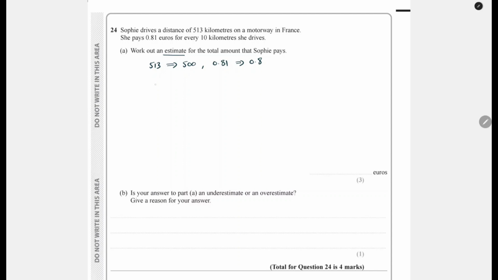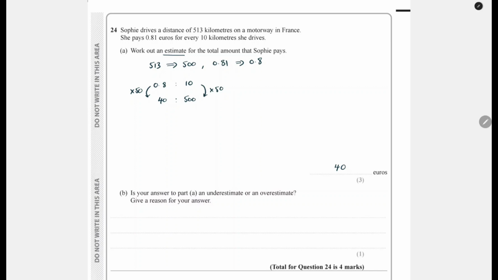So the question says that she is charged 0.81 euros, now that we've changed that to 0.8 for every 10 kilometers. So we know that she travels 500 kilometers. And to get from 10 to 500, we multiply by 50. And so we have to do the same thing to the other side. It's 0.8 multiplied by 50. And that should give us 40. So an estimate of 40 euros is how much she pays.